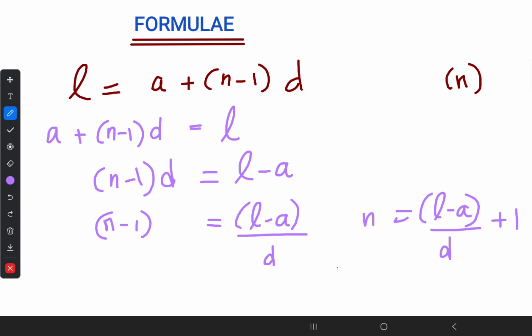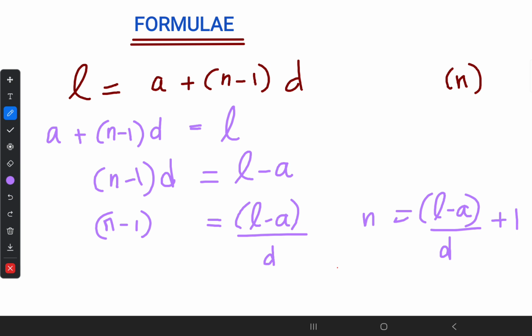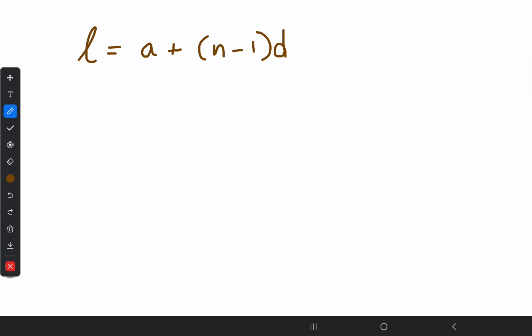In this formula, you need to bring A as the subject and thereafter D as the subject. So initially, the constant which we need to make the subject is located on the right hand side, so you have to bring it to the left hand side first. A plus n minus 1 times D equals L. This is what you need to do first.